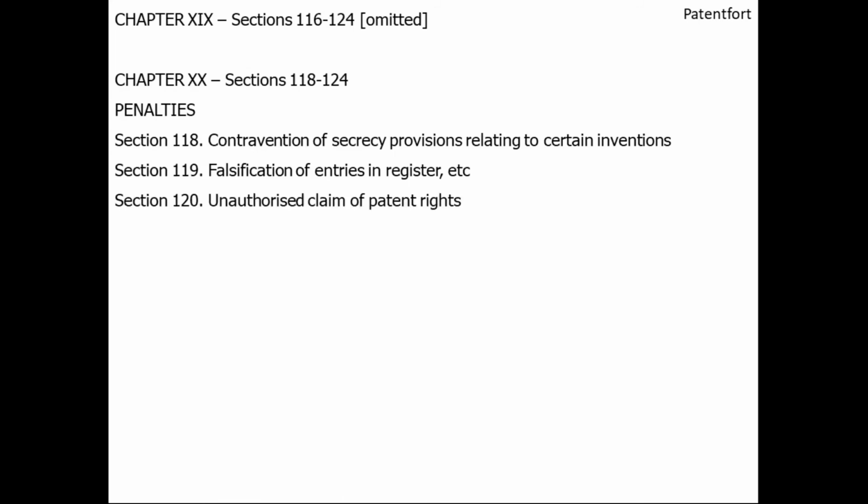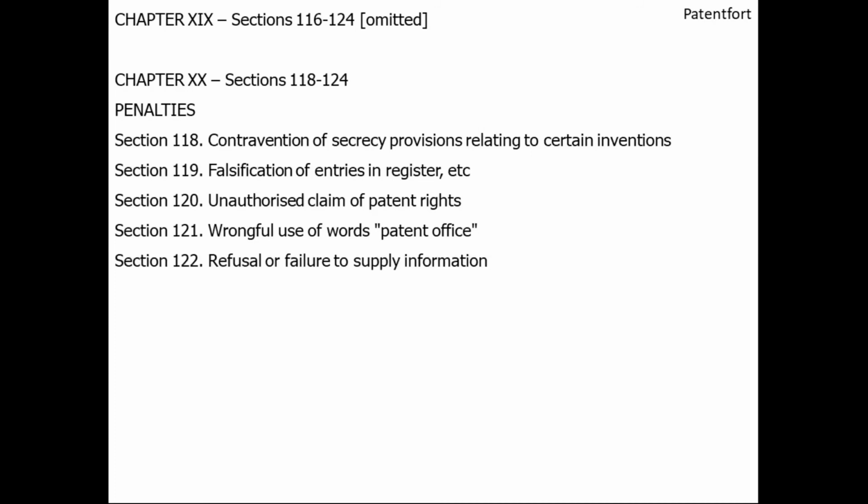Chapter 19. Section 116 to 117 omitted. Chapter 20. Section 118 to 124. Penalties. Section 118. Contravention of secrecy provisions relating to certain invention. Section 119. Falsification of entries in register etc. Section 120. Unauthorized claim of patent right. Section 121. Wrongful use of word patent office.